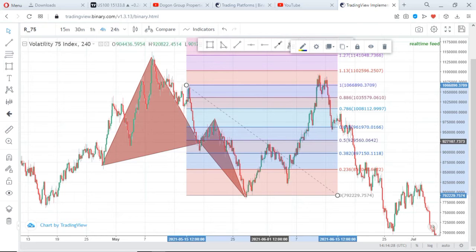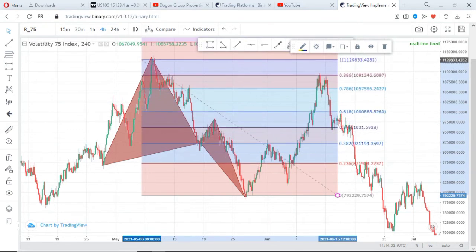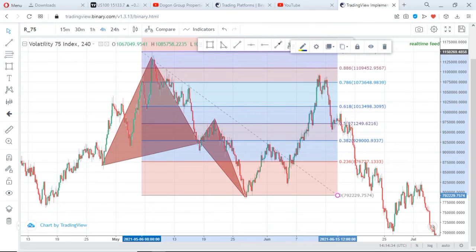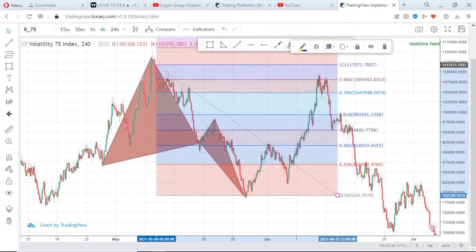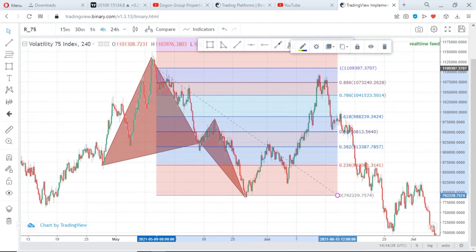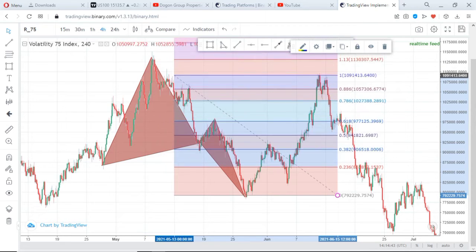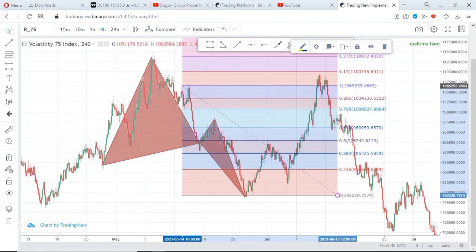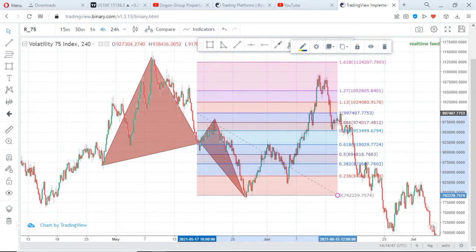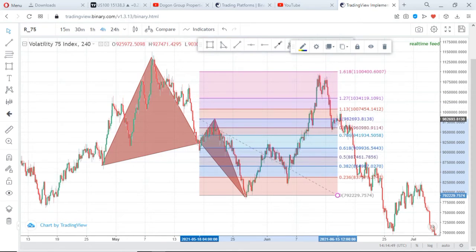What do you get there? 50%. What do you get? 50%. I don't think it's that one either. Let's start on top rather. You get a 38.2. You get a 38.2 at the bottom. 50%. 618. 618. This was a pattern that formed there.